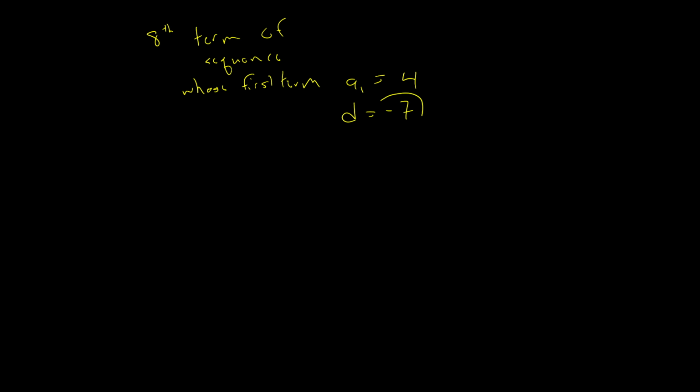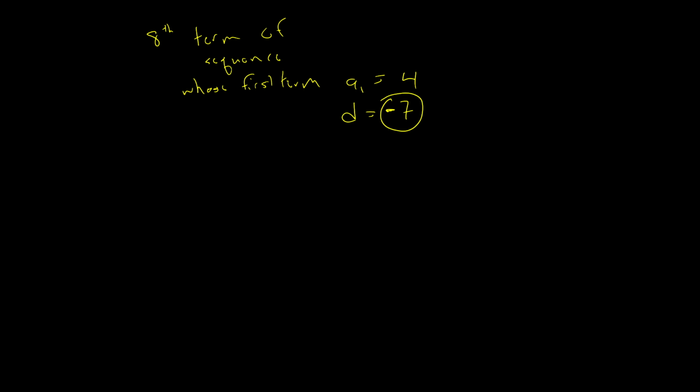So what we can do is we can find a common difference or write a common difference. So let's say I want to find the 8th term of a sequence whose first term, a sub 1, is equal to 4, and the common difference is negative 7. So this is a decreasing sequence.